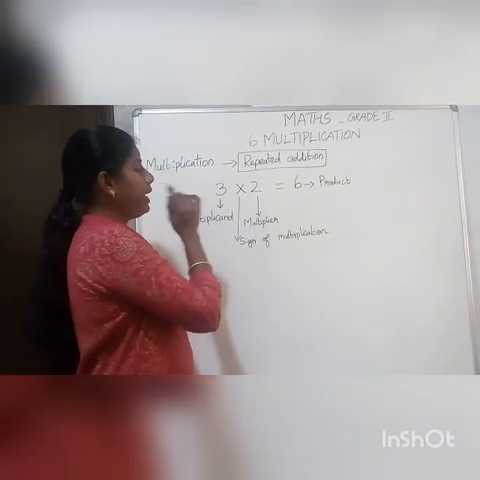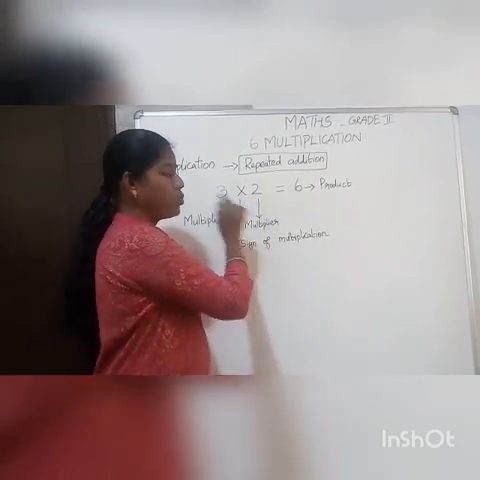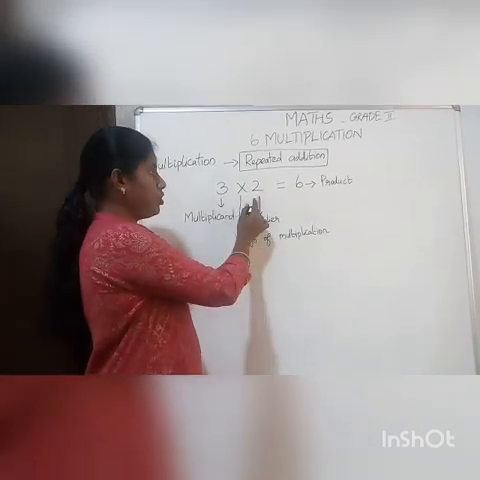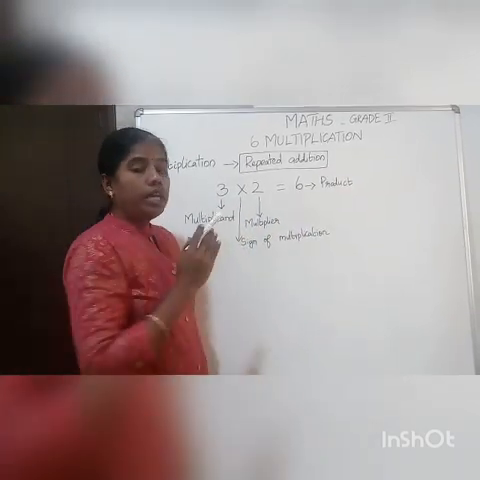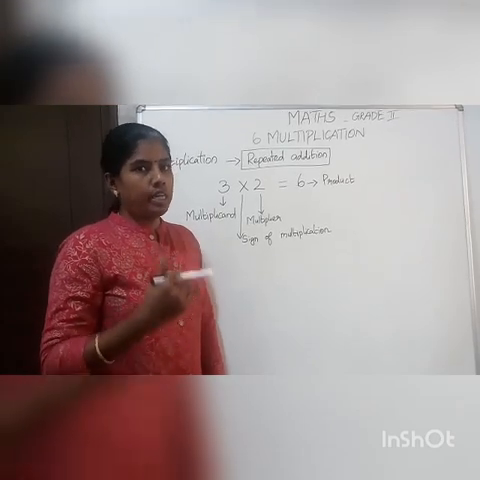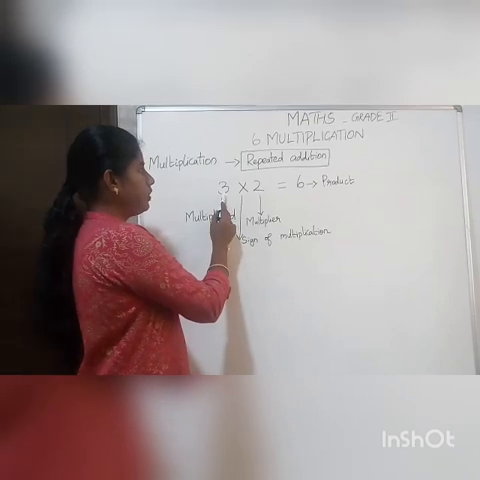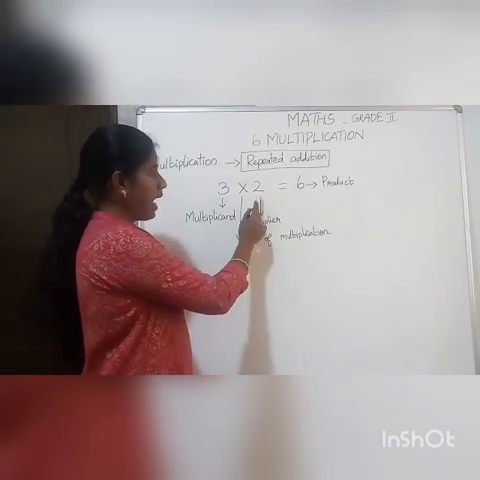Okay, repeated addition. When we are multiplying two numbers, we are repeatedly adding the same number to get the answer. Now let us see how it is. So here, 3 into 2. We are multiplying 3 and 2.